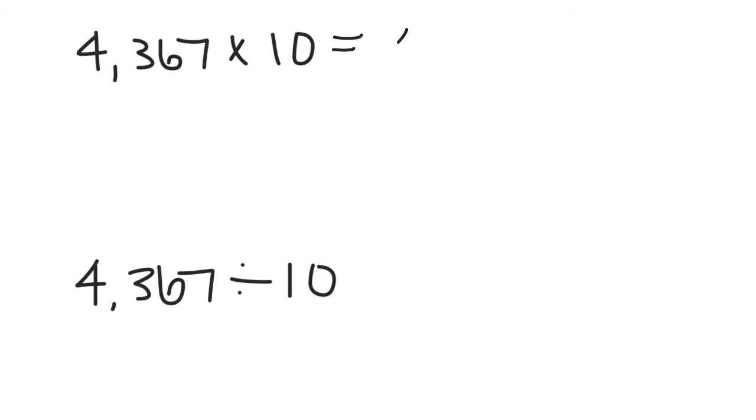4 million? Let's give me the digits first. 4, 3, 6, 7. Very good. So remember, every period is a group of 3 starting from the right. So 1, 2, 3, comma. So my number is 43,670. Okay? What would I get for an answer, Nitsan, for 4,367 divided by 10?